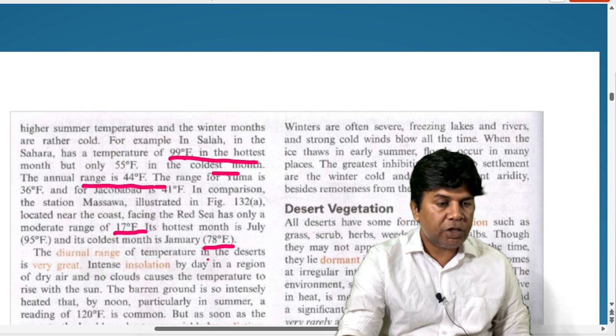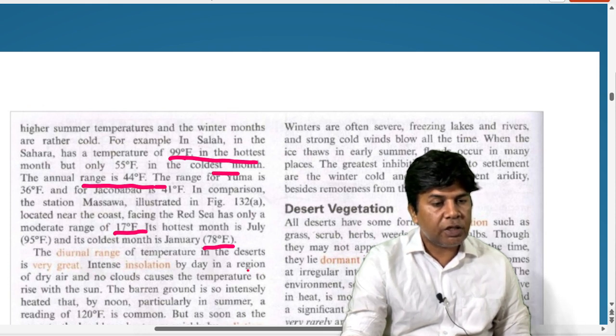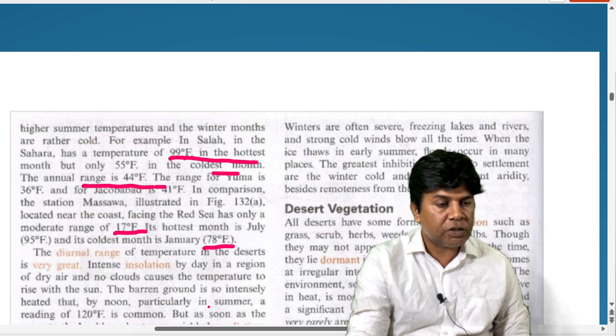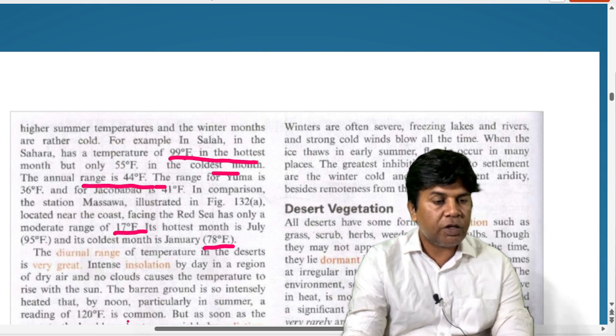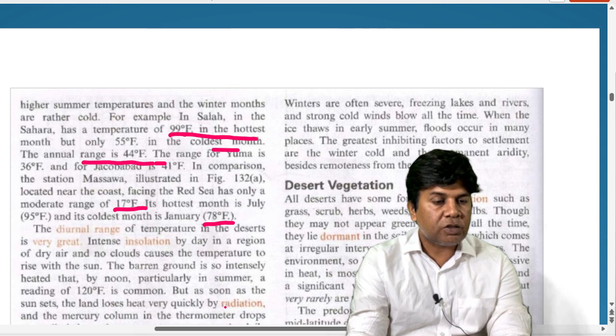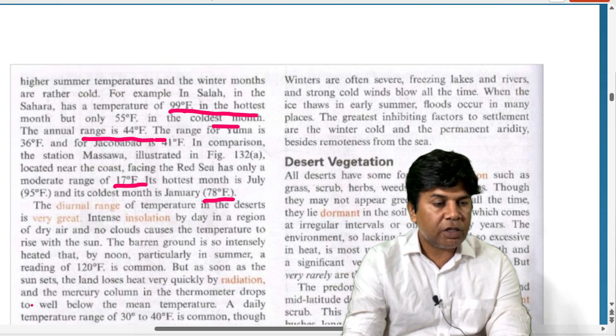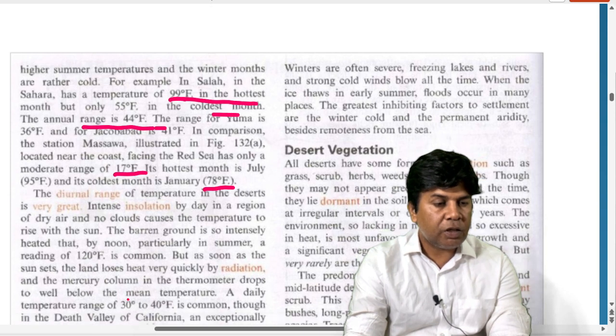Diurnal range of the temperature in desert is very great. Intense insolation by day in a region of dry air and no cloud causes the temperature to rise with the sun. Barren ground is so intensely heated that by noon, particularly in summer, a reading of 120 degree Fahrenheit is common. But as soon as the sun sets, land loses heat very quickly by radiation, and the mercury column in the thermometer drops to well below the mean temperature.